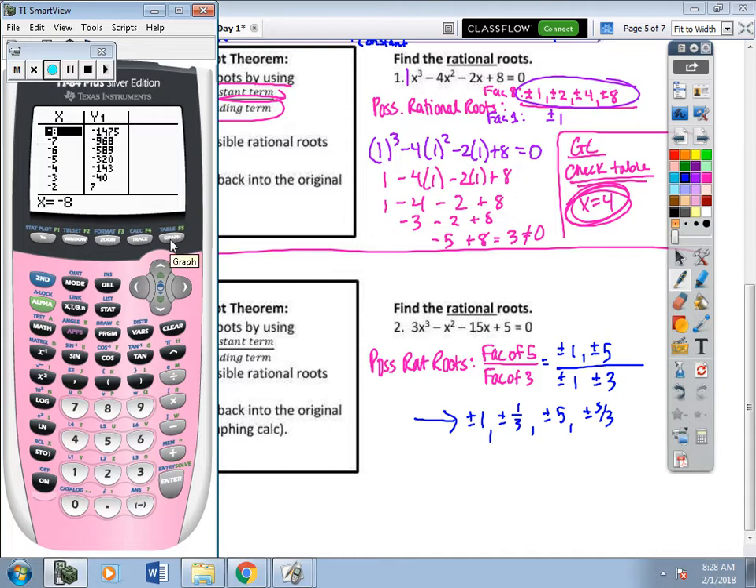Now the problem with the table right now is that it counts by ones, right? So we're not going to be able to see the 1/3 and the 5/3. So you might want to go to the graph. You can change the table if you want.